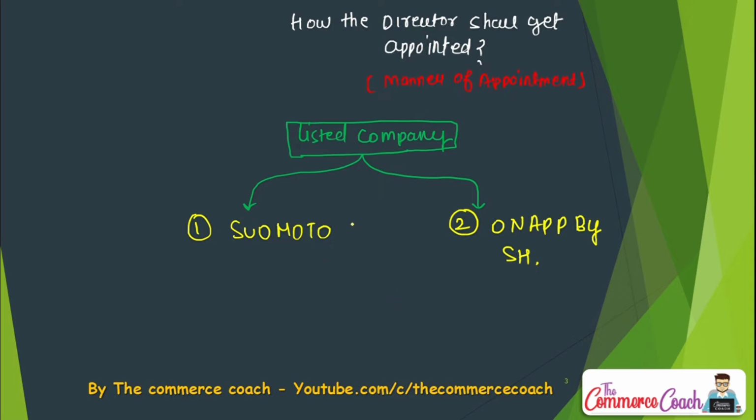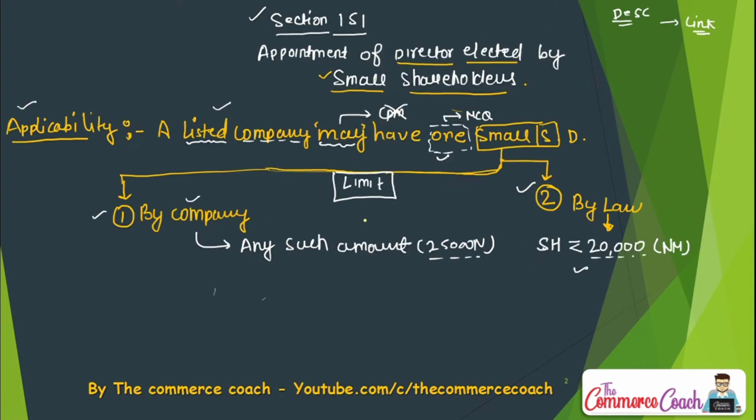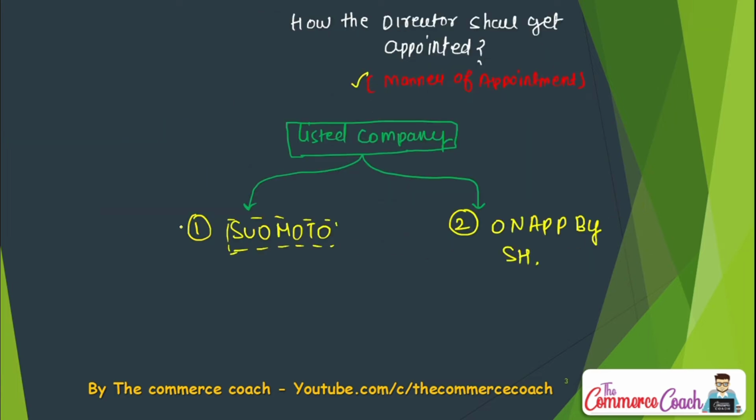Okay, so the first way is suo motu. Suo motu means the company itself. The company itself can also define the manner. Earlier, it could also define the limit for the small shareholder directors. It has the option, the suo motu option, in its own way. It can define how it will appoint, or how will be the manner of appointment for small shareholder directors.